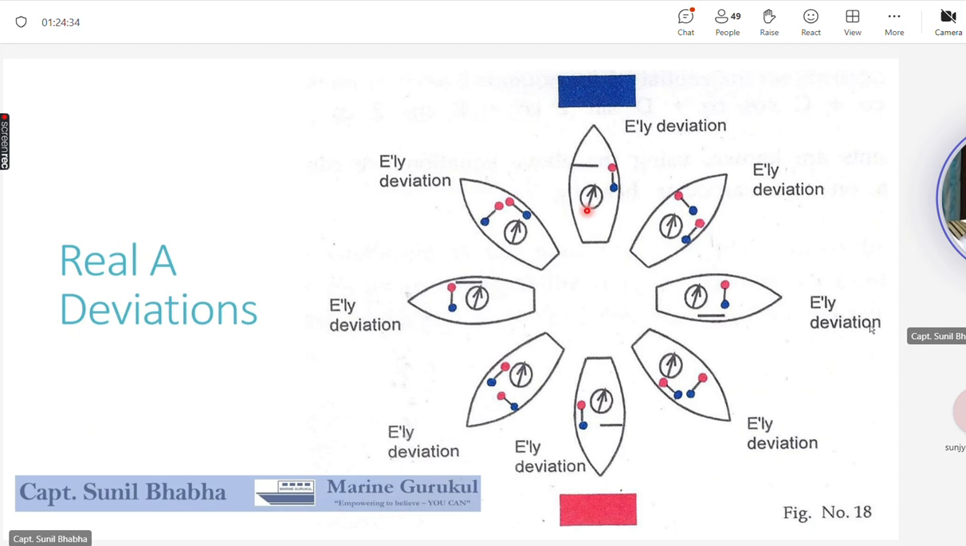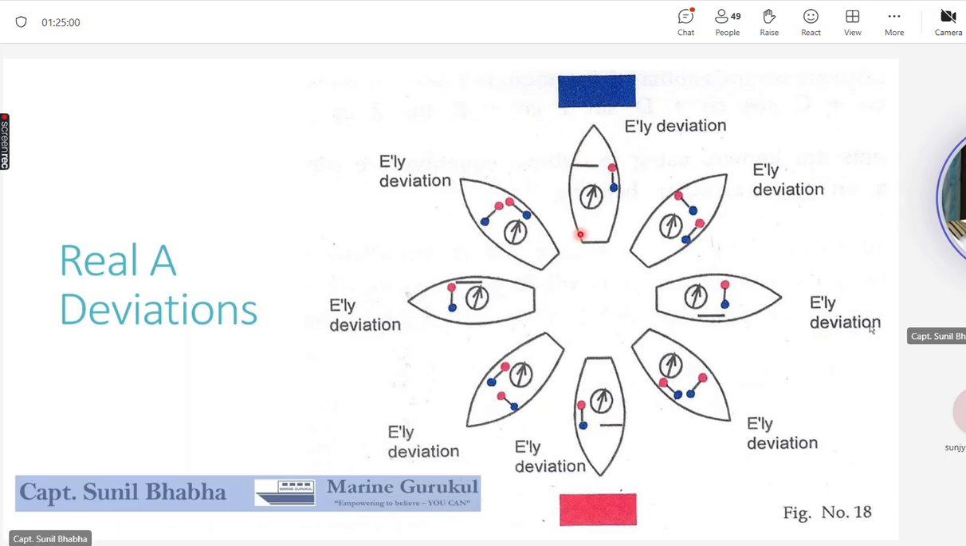So we will first try to understand how these structures affect our ship, and second we will try to see how this effect remains the same irrespective of the heading of the ship. So let's concentrate our attention on the ship on the northerly heading. The ship is on a north heading.